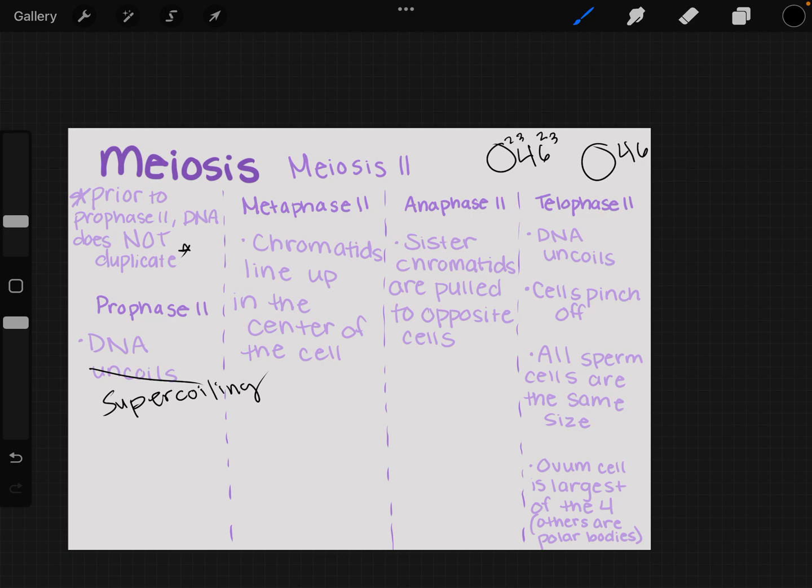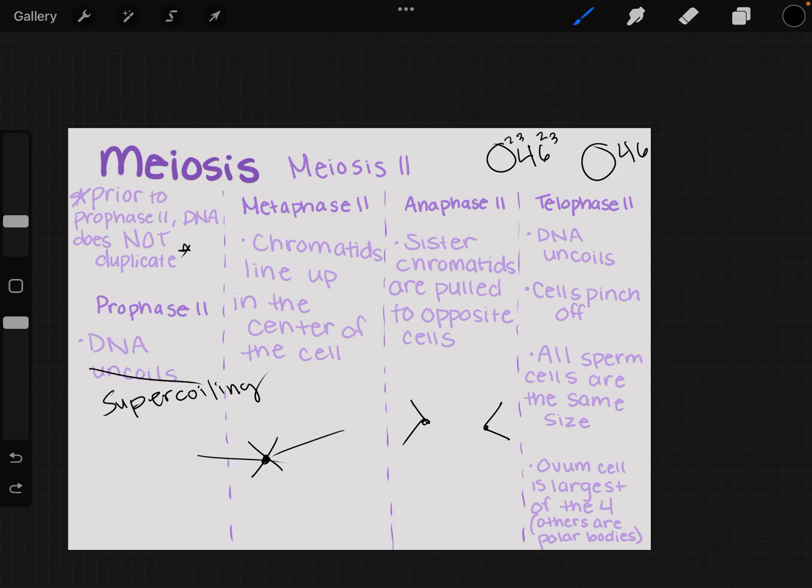In metaphase II, the chromatids, which are still, by the way, connected with their little centromere, are going to line up in the center of the cell. The spindle is going to be attached to each of the sister chromatids, and they are going to be pulled to separate sides of the cell. So at this point, they say goodbye to their sister, and they both peace out. And then in telophase, the DNA will uncoil, the cells will pinch off.